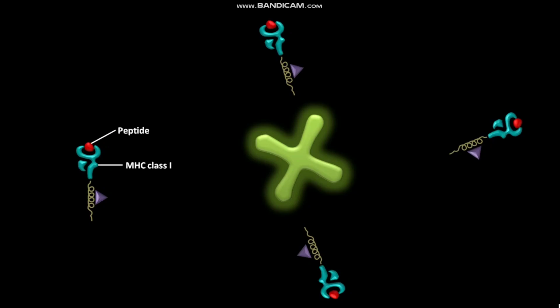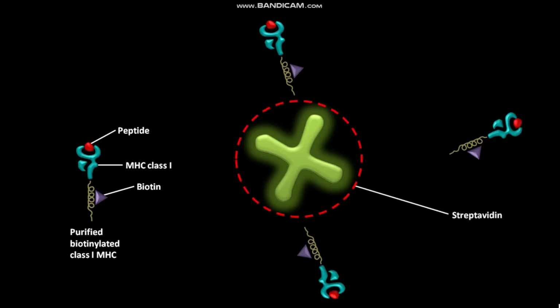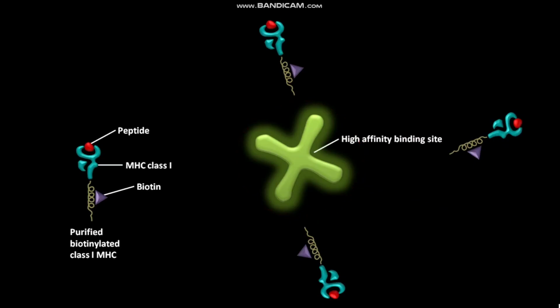In this video, each MHC class 1 molecule with its bound peptide is conjugated to biotin. After the conjugation, purified biotinylated MHC class 1 molecules with their bound peptides are collected. In this process, a fluorescently labeled streptavidin is also used. A streptavidin has 4 high affinity binding sites.